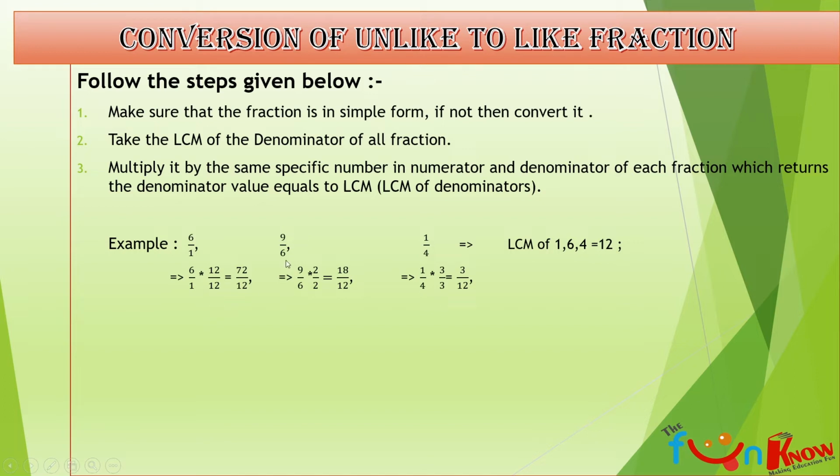Earlier this was a fraction which is unlike because all the denominators were different, but now it is converted to like because the new fractions are 72 by 12, 18 by 12, 3 by 12. All the denominators are 12, right? That means we have converted the unlike fractions to like fractions. So this is how we can convert unlike fractions to like fractions. I hope you understood that.